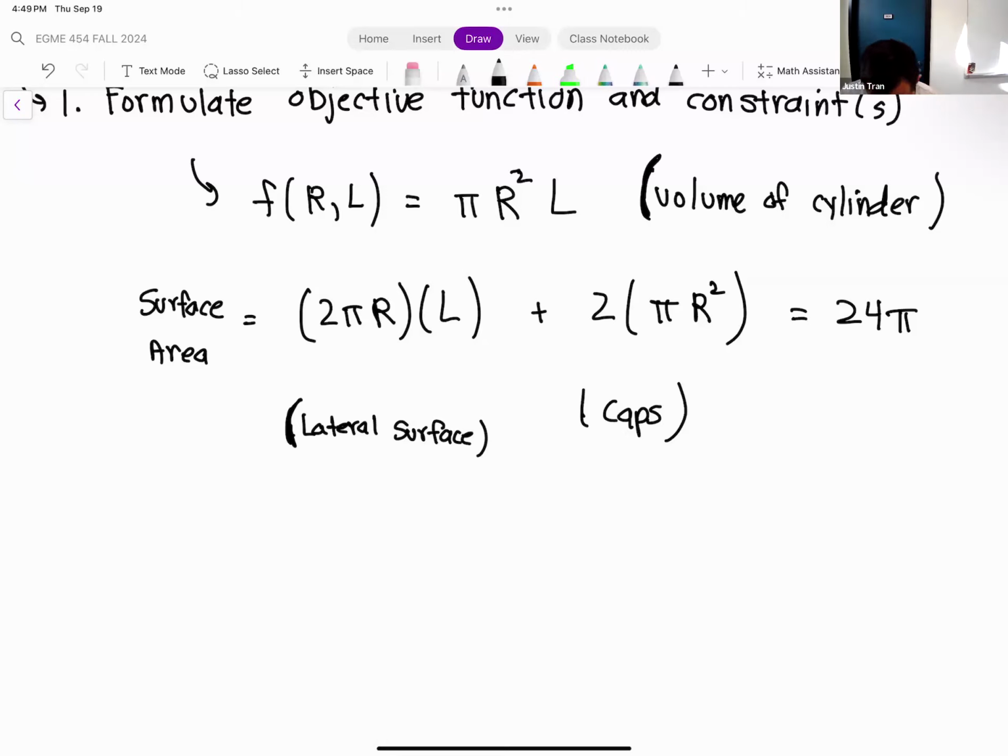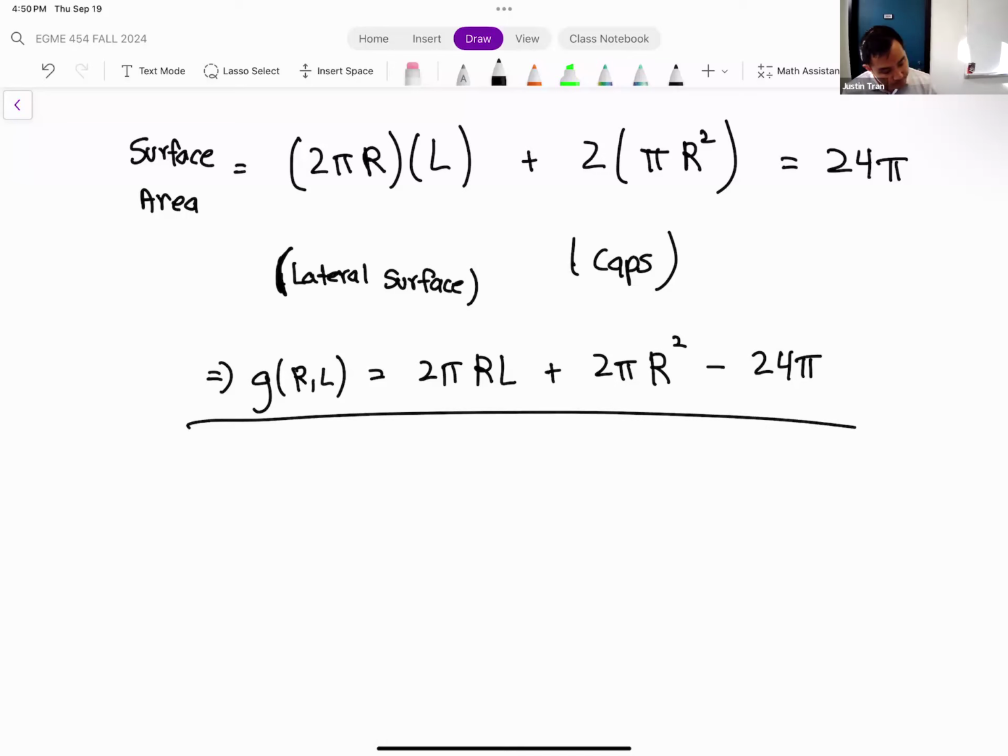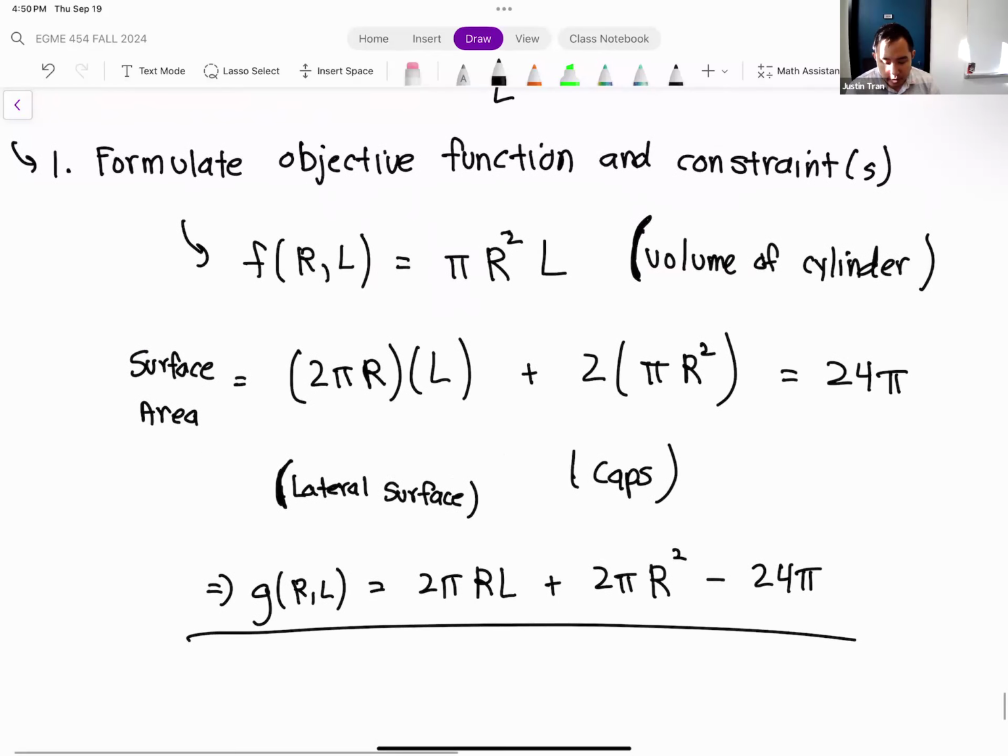All right, so let's simplify this. Let's get rid of some of the parentheses. We can go ahead and put this in standard form too, because we're going to need to do that if we're going to use our Lagrange multiplier technique. And so our constraint, which we'll call G of R and L, is equal to 2 pi R L plus 2 pi R squared minus 24 pi.